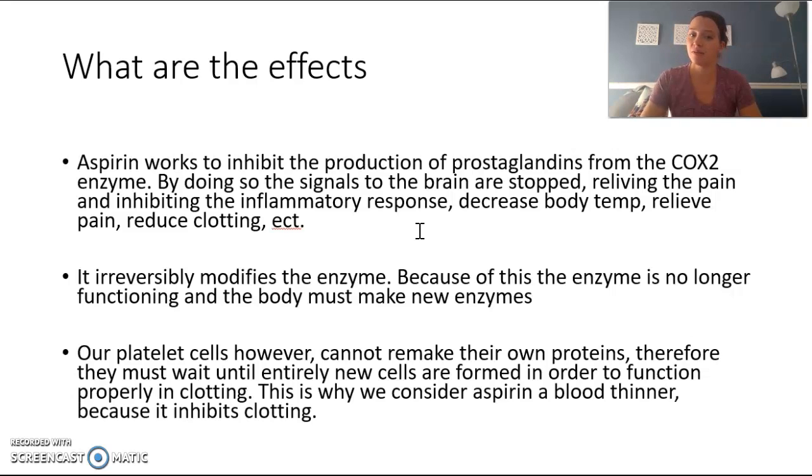So the blood is thin because of the aspirin, and it lasts way longer because platelets take a while to recreate, or it takes longer to produce these proteins because they have to form a whole new cell entirely. So it thins the blood out for way longer than the 4 hours or so that you don't have pain. It will keep the blood thin for way longer than that.